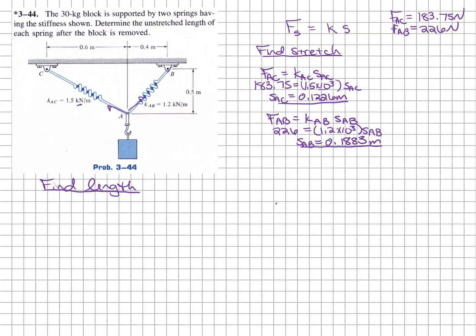The length here is going to be the hypotenuse of our triangle, right? The Pythagorean. So LAB, the length of AB, is equal to the square root of 0.5 squared plus 0.4 squared, or 0.64 meters, and the length of AC is then equal to the square root of 0.5 squared plus 0.6 squared, and that is 0.78 meters.